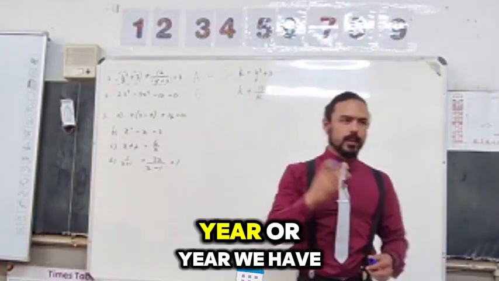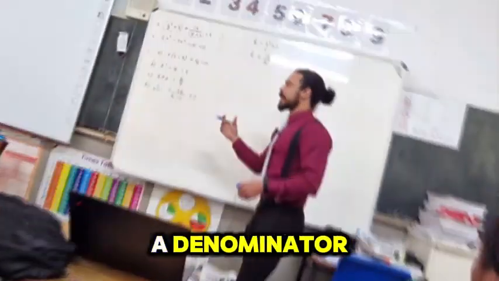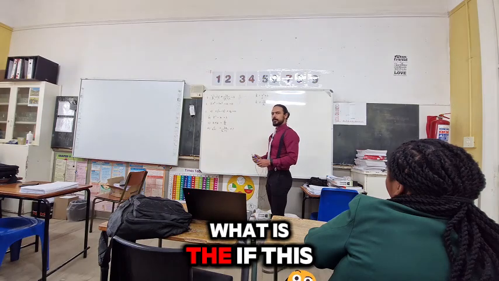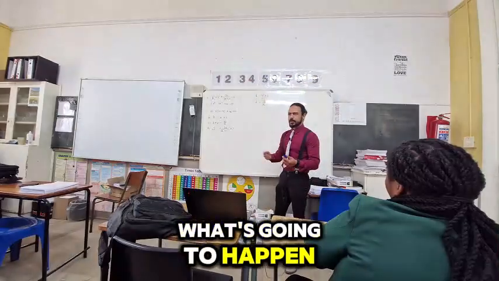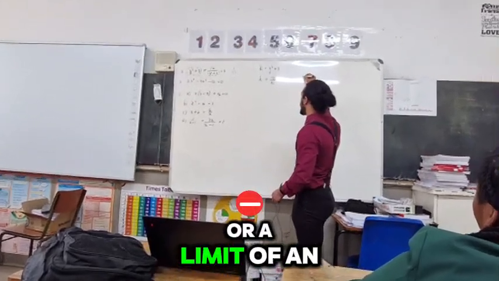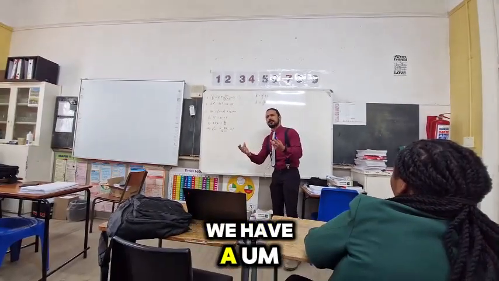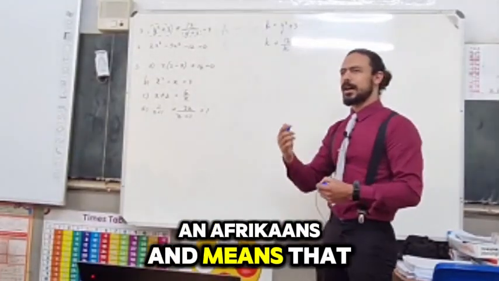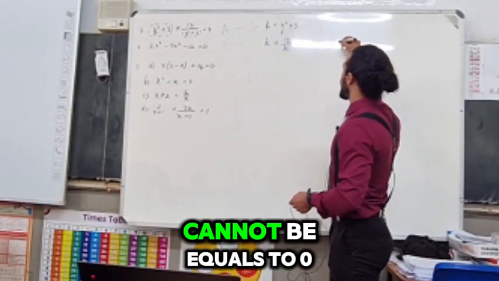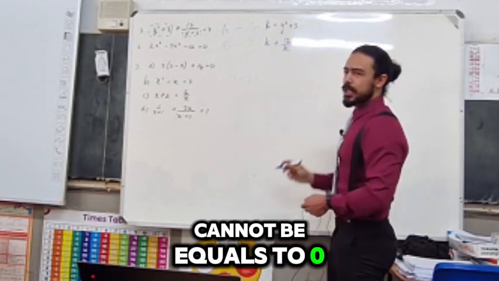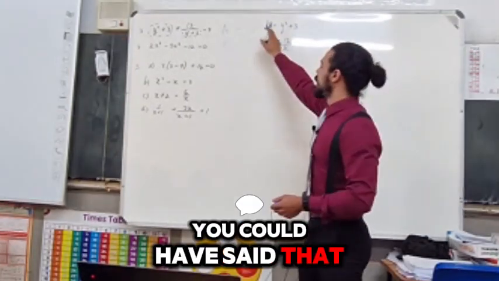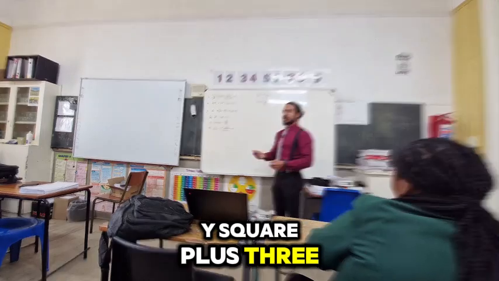Now, here we have a denominator. So K, whenever we have a denominator, if this denominator is 0, what's going to happen to the whole equation? It's going to be undefined. So we have a restriction, or a limit, and we say K cannot be equal to 0, because if K is equal to 0, this whole thing will be undefined. You could have said that as well: y squared plus 3 cannot be equal to 0.